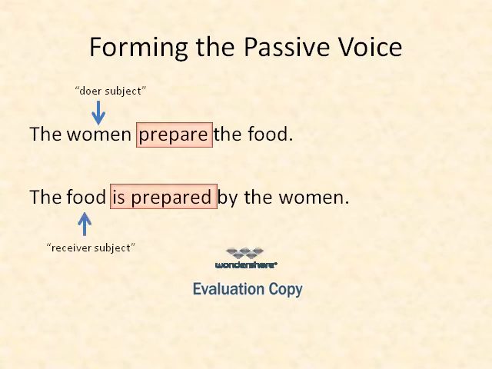Compare that to the other sentence, where we have a receiver subject. That is, the subject receives the action of the verb. The food doesn't do anything in the second sentence. It receives the preparation from the subject, the logical subject, which is the women, by the women. We're going to call the first kind of sentence an active voice sentence. That's the most common one, the one we usually use. And the second sentence is the passive voice.